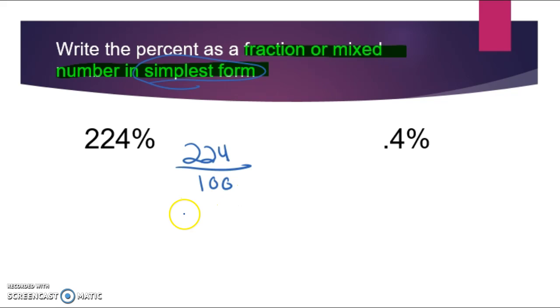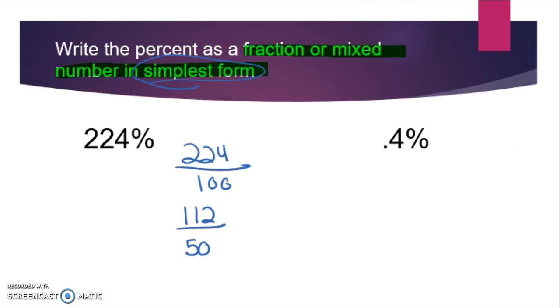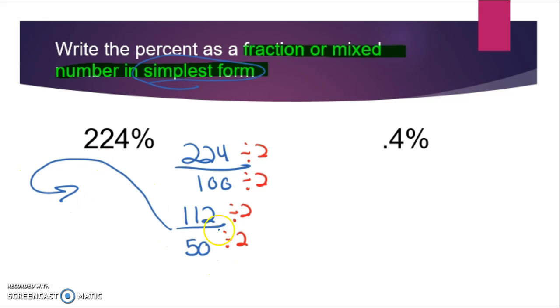I know I can take a 2 out. That would be 112 out of 50. Then I know I can take another 2 out of there. Oops. Let's see. What did I do? Let me go ahead and write that I took 2 out. And then I'm going to take another 2 out, which means I'm going to move over here so I have some room. So 112 divided by 2, that is going to be 56 out of 25.